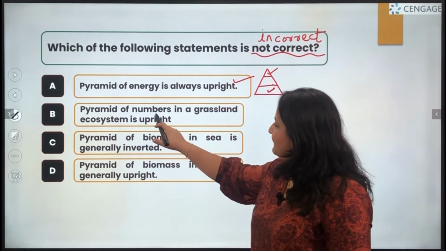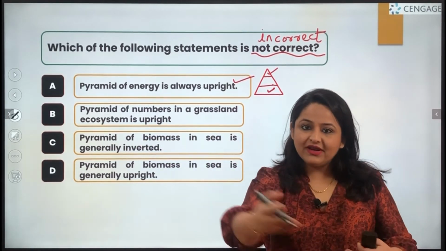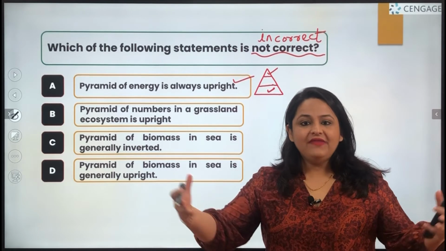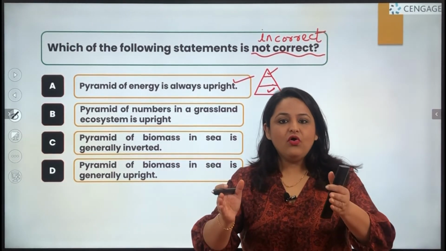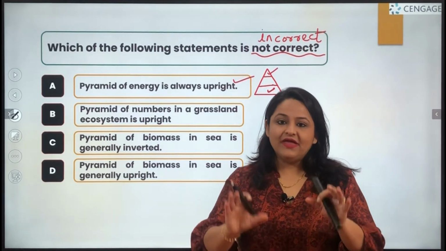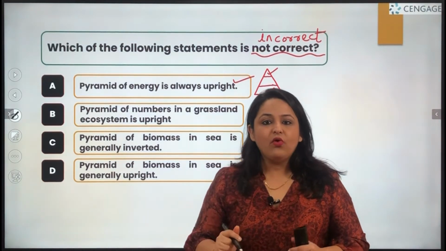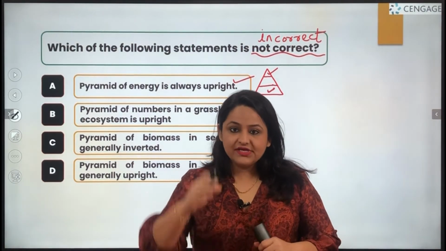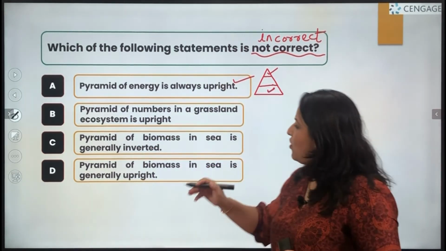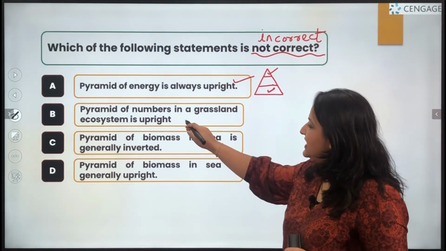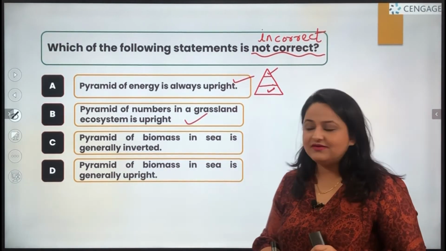The pyramid of numbers in a grassland ecosystem is again upright. In a grassland ecosystem, we will see that the number of producers is more. Then the number at the second trophic level, that is the herbivores, is comparatively less. Similarly, the number of carnivores is comparatively less, and the top carnivores will be fewer still. So obviously the pyramid of numbers in grassland is also upright. This is again a true statement. Then let's read the third statement.